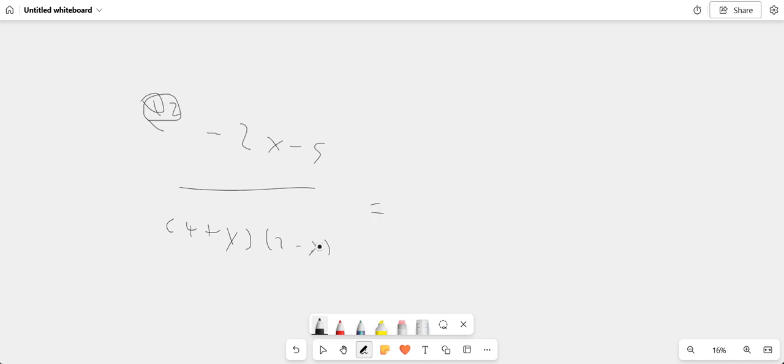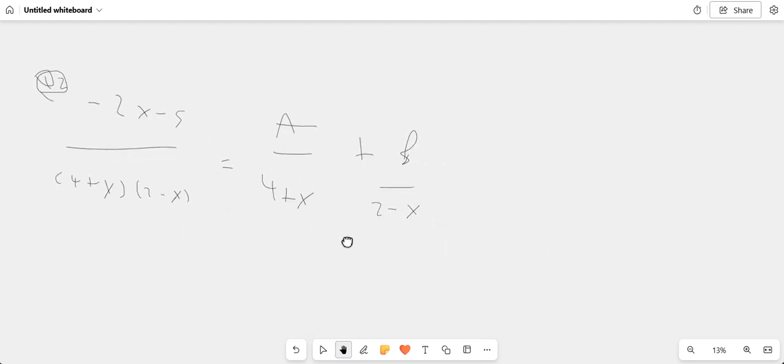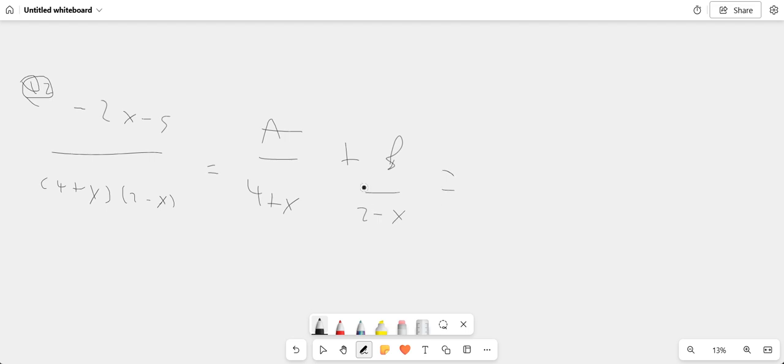So a over the first one here. So a over 4 plus x. And plus b over 2 minus x here. Let's obviously combine that. So that's a open bracket 2 minus x plus b open bracket 4 plus x here. And then all of that over 4 plus x, 2 minus x here.